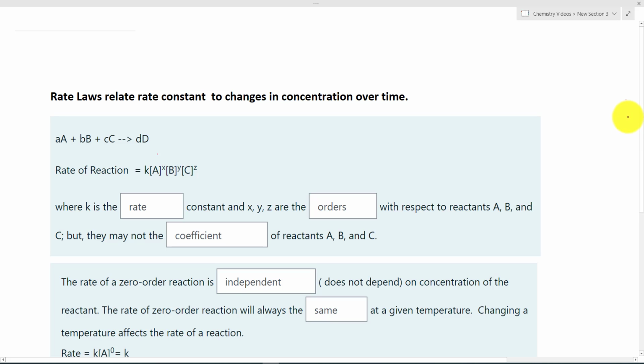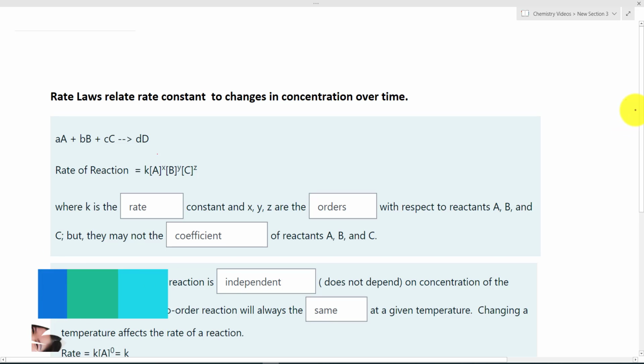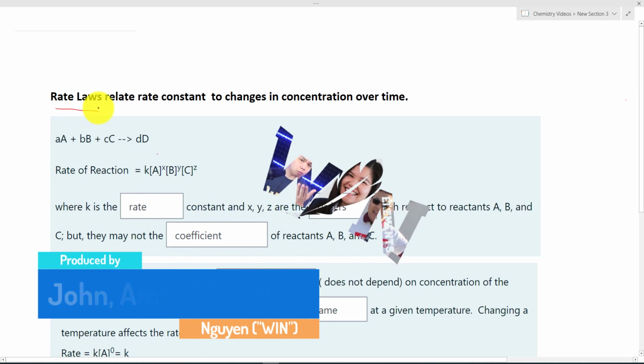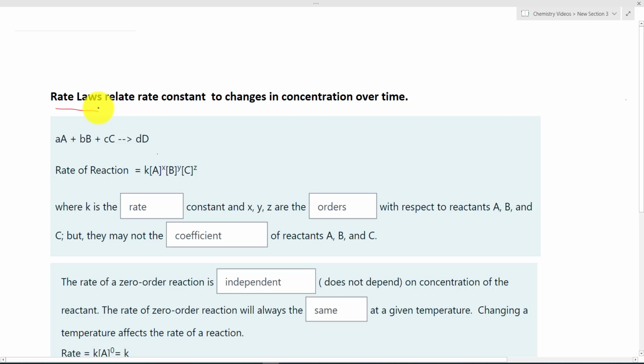Welcome back to another exciting chemistry lesson. In this lesson, we are going to look at rate laws and how the rate law relates to the rate constant, that is represented by the letter K, and to the changes in temperature. We know rate is measured in molarity over time, which is in seconds, okay? So now let's look at the structure of a rate law.